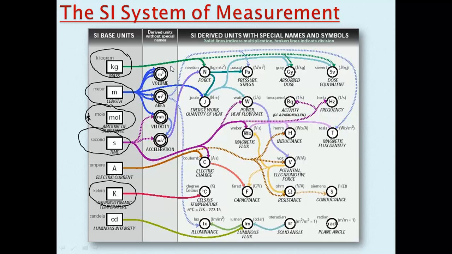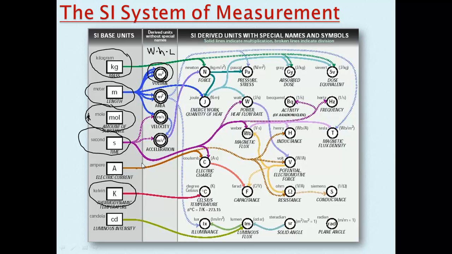So volume, for example, you know the formula for the volume of a cube: width times height times length. If each of those units is in meters, we have meters times meters times meters. So volume in the metric system is meters cubed. Area, if we just have length times height, is meters squared.